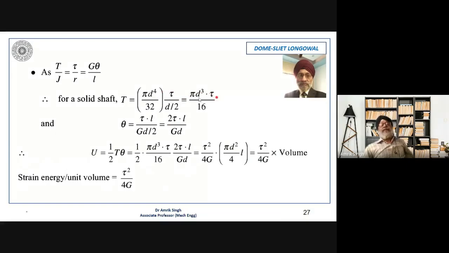So it will be tau pi d cube upon 16, and theta will be from this part of the equation. So theta will be tau into L upon G into R. So we can find out this theta. So we use these two criteria for designing a shaft.